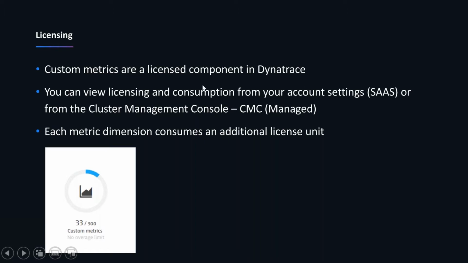And you can view your custom metrics from your account settings if you're a SaaS customer, or from the CMC, the cluster management console, in Dynatrace Managed. And it's worth noting that each metric dimension consumes an additional license. So if you're looking at, say, CPU utilization, that's going to be broken down per core. Core 1 is one metric, core 2 is another metric. And this is explained really well in our documentation.